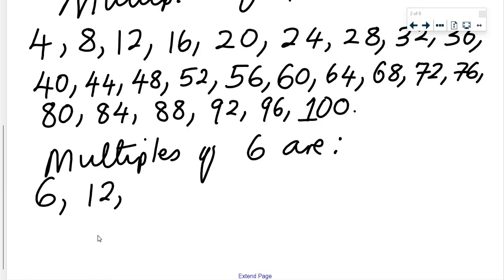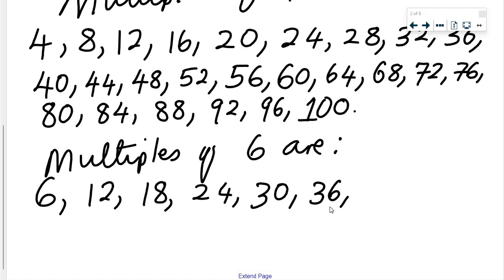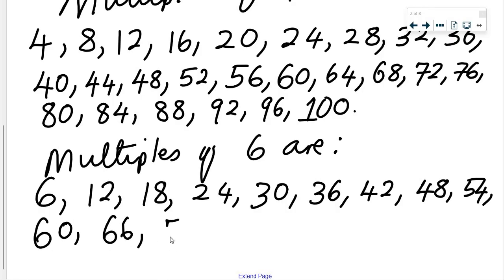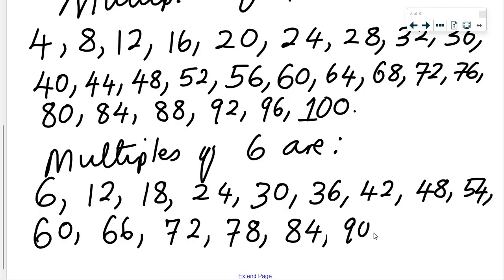6, we have 12, we have 18, so 6 plus 6 is 12, plus 6 here, 24, you have 30, 36, plus 6 here, 42, plus 6, 48, plus 6, you have 54, 60, 66, 72, plus 6, 78, plus 6, 84, plus 6, that will be 90, plus 6, 96, plus 6 will be 102, out of the range. So 102, don't take it.